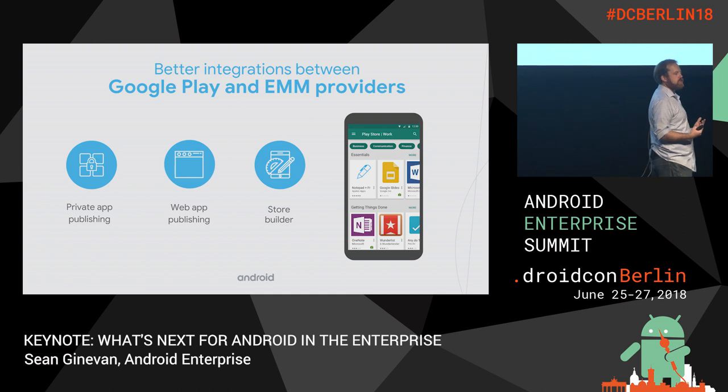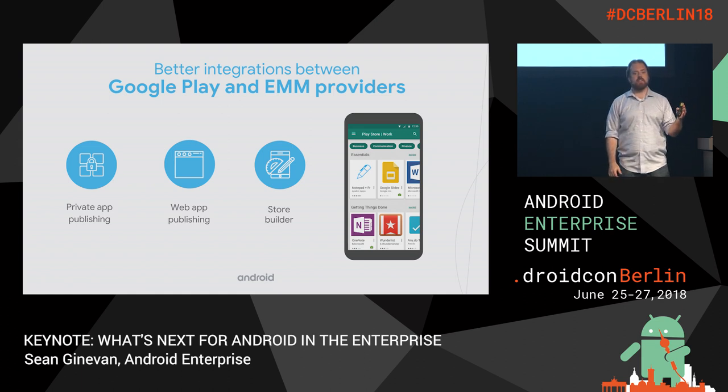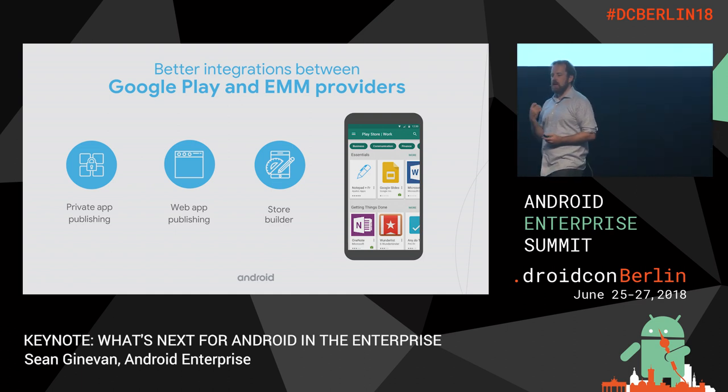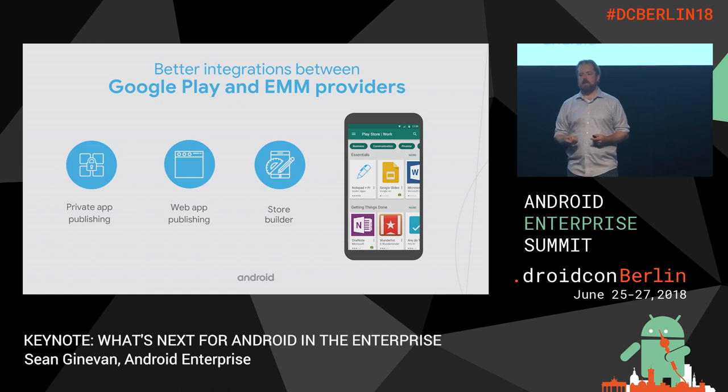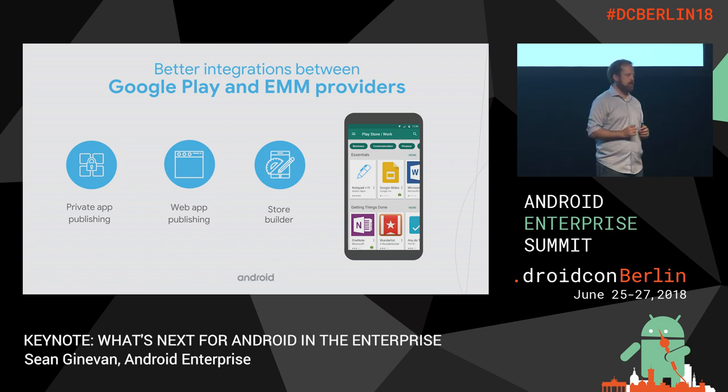One is through private app publishing. So you can now take applications directly from your EMM console and publish them into Google Play. And you as an organization can decide, do you want those application binaries to be distributed through Google Play itself? So on a global basis, you're downloading directly from Google's CDN and not through an enterprise-hosted file server. Or you can do the exact opposite, and as the enterprise, you can host those application binaries yourself. And so we've built tools to allow you as the EMM to handle that private application publishing directly from your console.